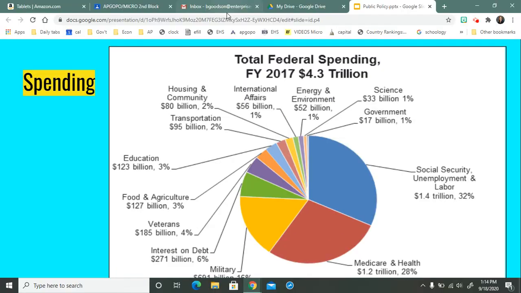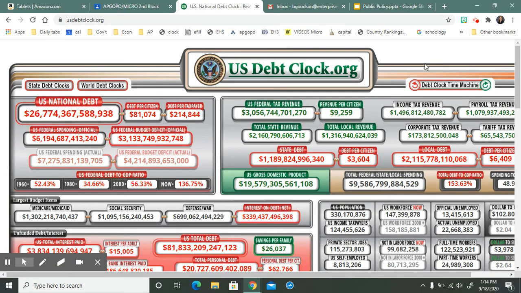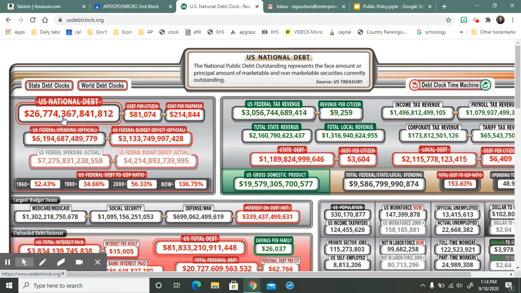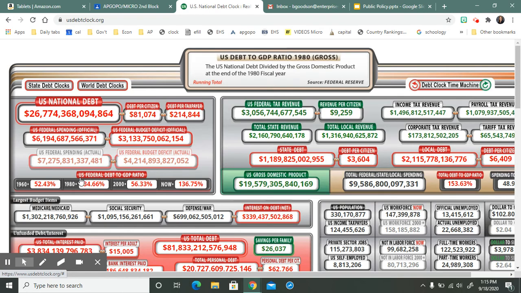So if we look at, let's go to, oops, okay, let's go to the debt clock, and I'll put a link to this in that PowerPoint. But here's the problem. Where does all this money come from that we owe? Well, that's a big part of it. So we have a budget deficit. Here we've got U.S. federal debt, U.S. federal spending, the budget deficit. So right now we're running at a $3.1 trillion deficit for this particular fiscal year.